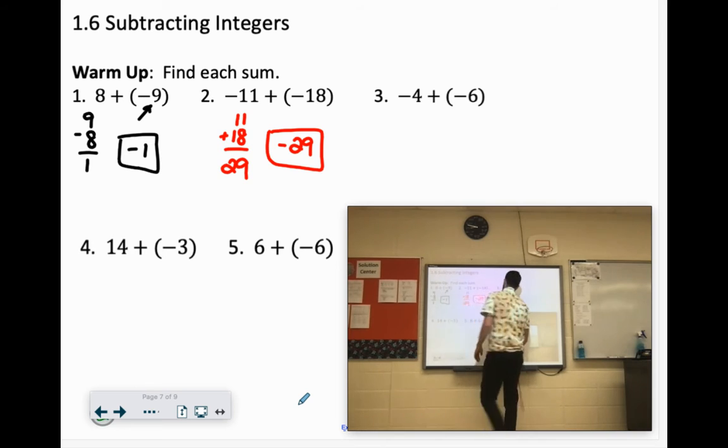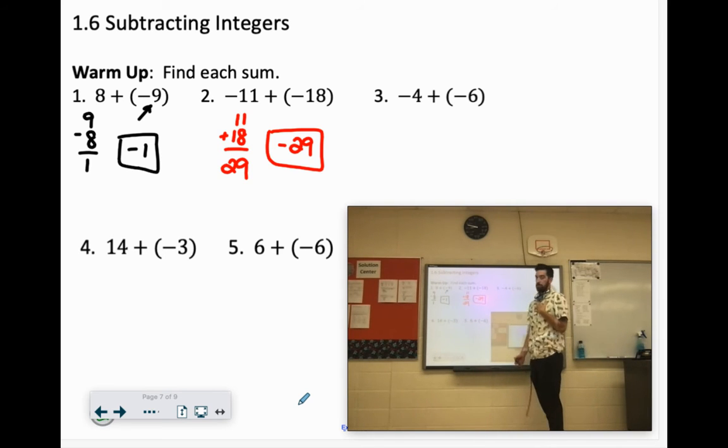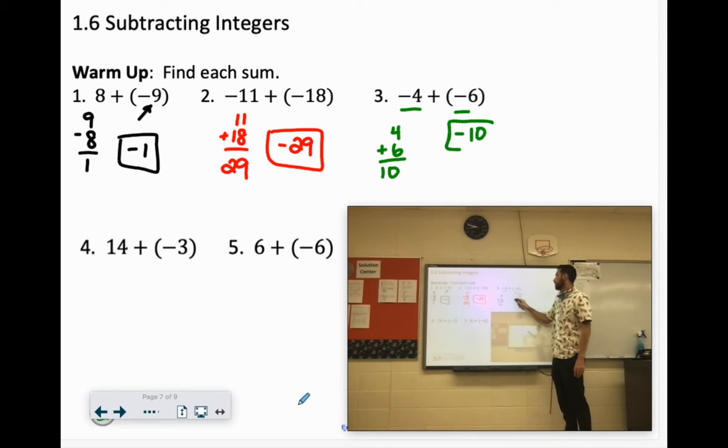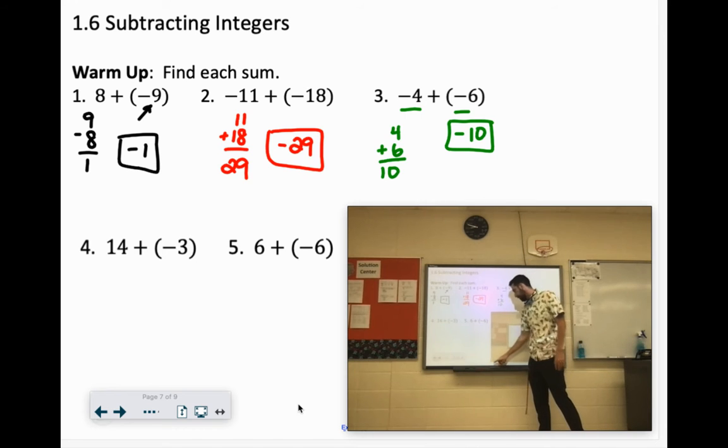A couple ways you can get that. So choose your own adventure. Personally, I prefer to do it just like thinking of the money. Do I have it? Do I owe it? Things like that. So number 3, I owe someone $4. I owe someone else $6. I'm in the hole quite a bit. Or if you remember the rule, they're the same sign, just add them together and keep the sign. 4 plus 6 is 10. We keep the negative sign. So negative 10.